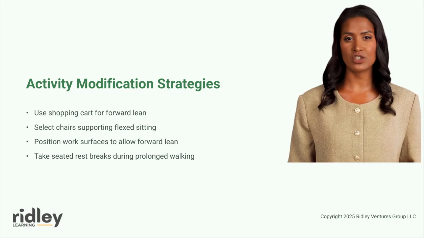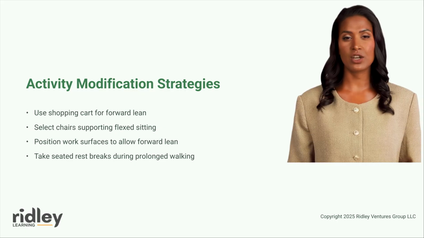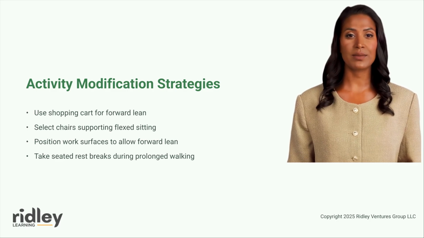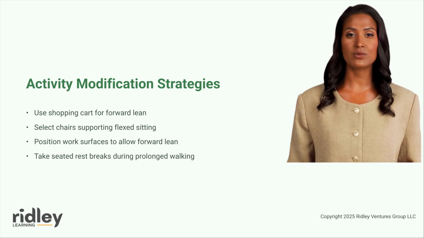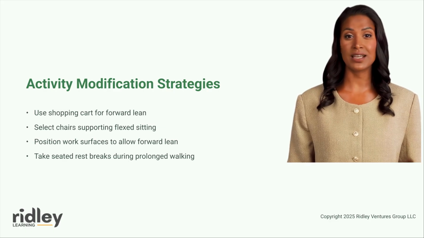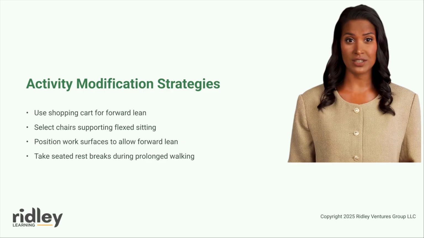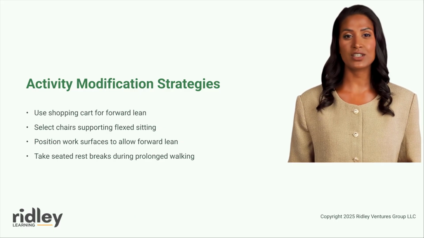Activity modification strategies derive from understanding the postural dependency of neurogenic claudication. Patients should be educated that activities performed in lumbar flexion are generally better tolerated than those requiring extension or neutral posture. Specific recommendations include using a shopping cart, even for small purchases, to enable forward lean during store navigation, selecting chairs with adequate seat depth and height to support flexed sitting postures, positioning work surfaces to allow forward lean during standing tasks, and taking seated rest breaks during prolonged walking activities. These simple modifications can substantially extend functional tolerance without requiring additional medical intervention.